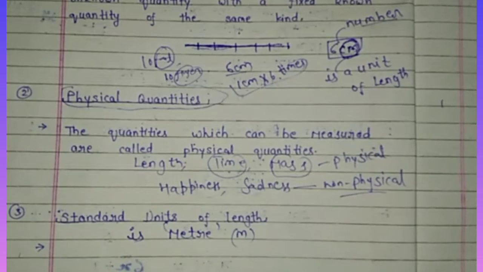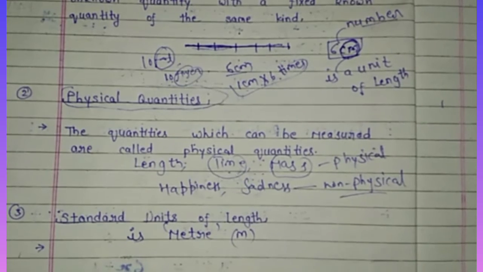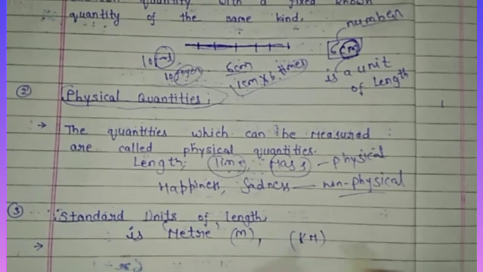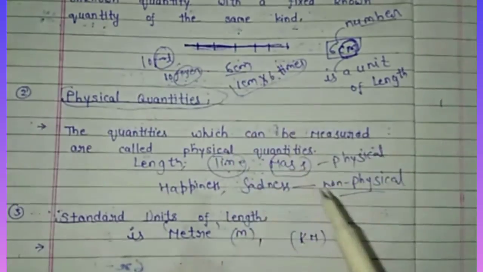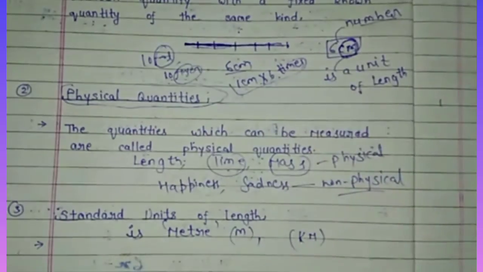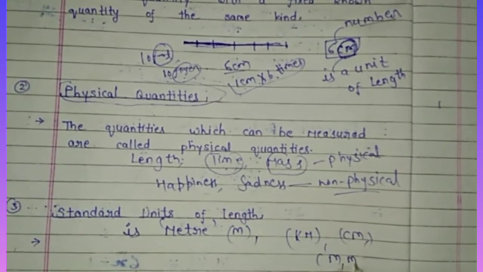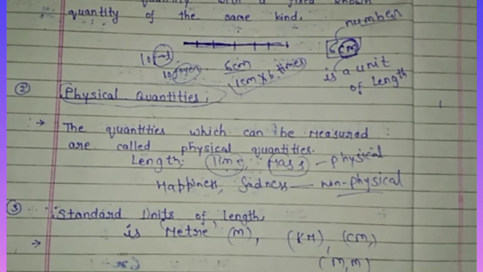But what if we have to calculate the length of a road that is so long? So we change this meter into a longer quantity that is called kilometer. And what if we have to measure this line? This is also a length, so we can't measure it in meter because it is so small, so we use centimeter, and further smaller we use millimeter. So the thing is, one standard unit should be taken for every physical quantity to save us from being confused. So meter is the standard unit of length, remember this.